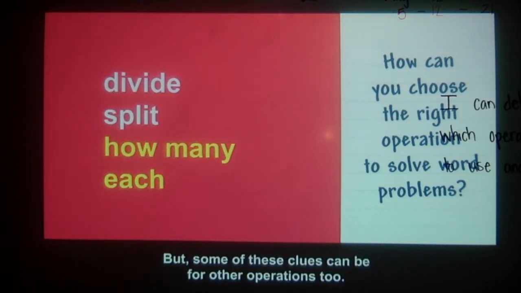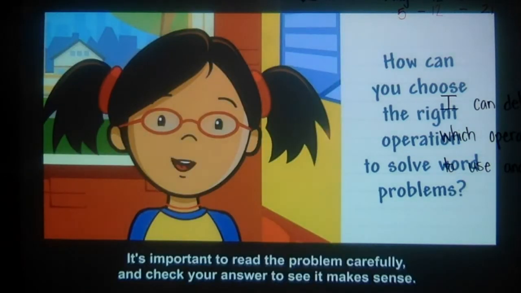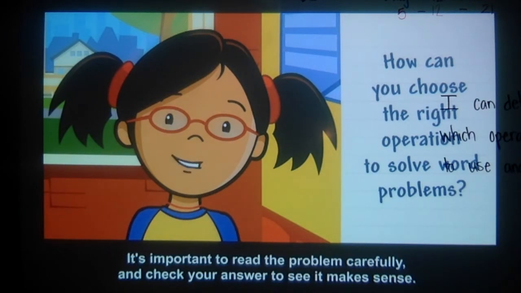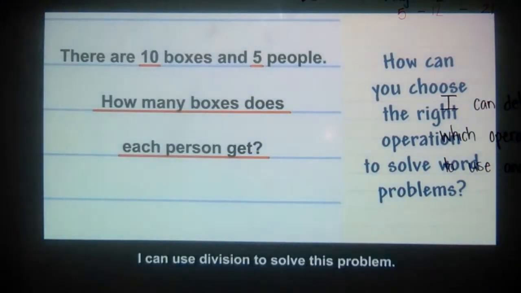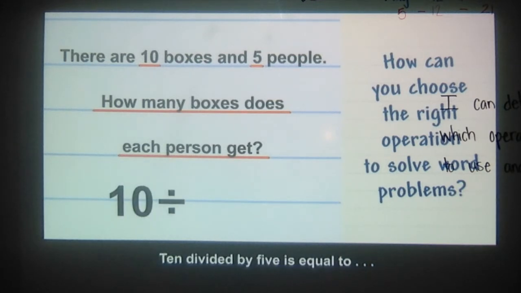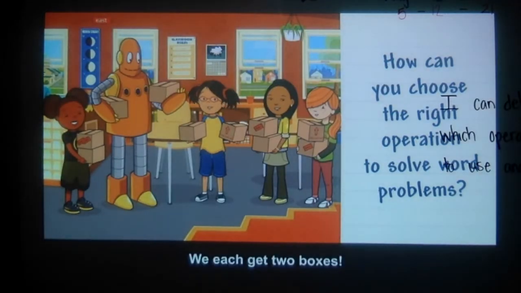But some of these clues can be for other operations too. It's important to read the problem carefully and check your answer to see it makes sense. I can use division to solve this problem. 10 divided by 5 is equal to 2. We each get 2 boxes.